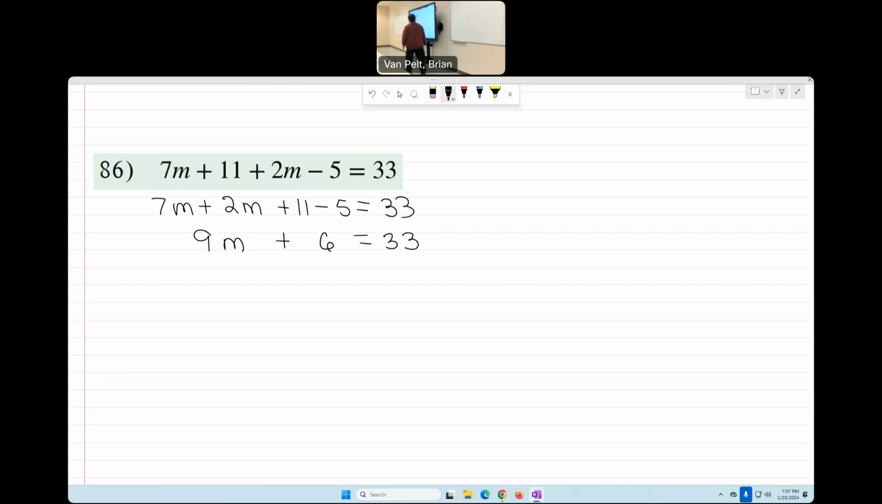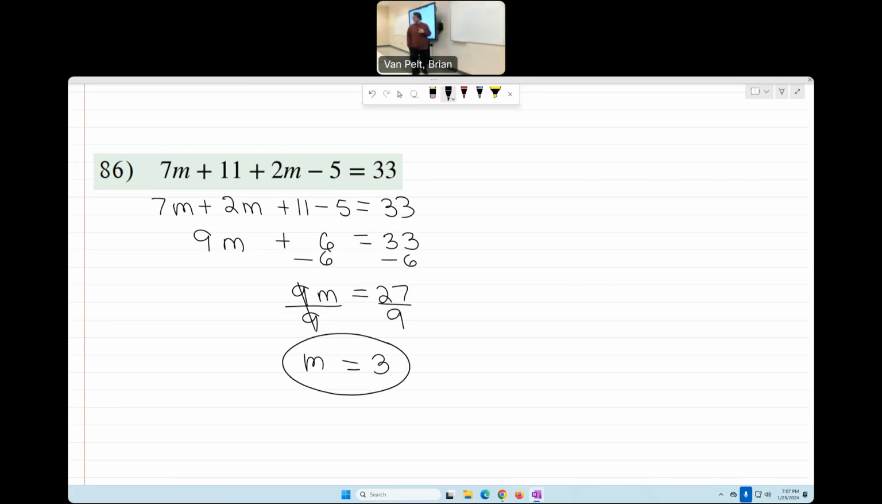Now next. Subtract 6 from both sides. We have 9m equals 27. Ready to finish it off. 27 divided by 9. Divide both sides by 9. Cancel. m equals 3.